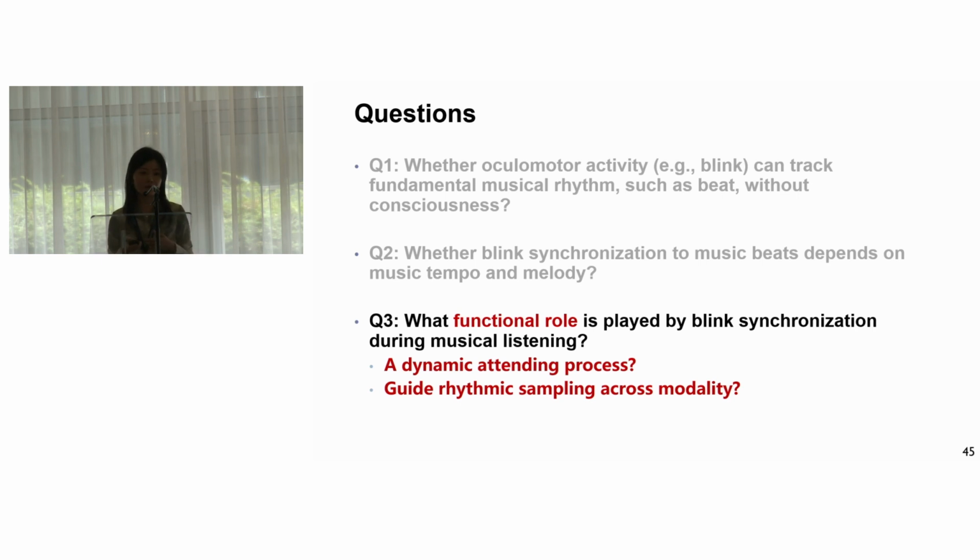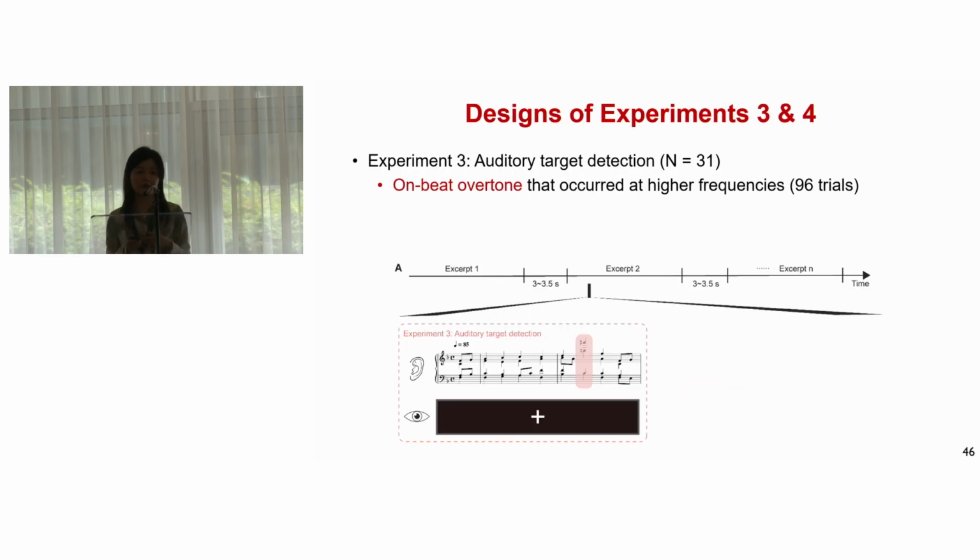So to answer this question, we did two other experiments. In experiment 3, it's an auditory target detection task. We put some overtones on those on-beat time points. Your task is to detect those overtones as quickly as possible. And our hypothesis is that if someone can use their blinks to synchronize with the musical structure better, they can better detect those overtone targets.